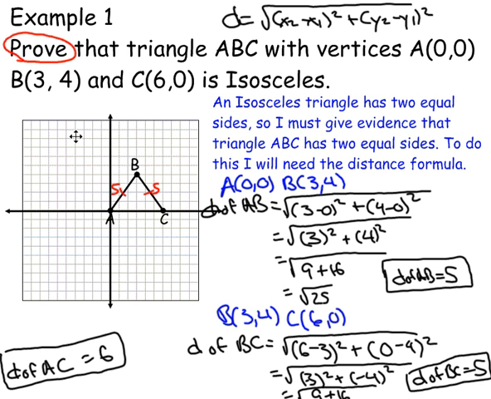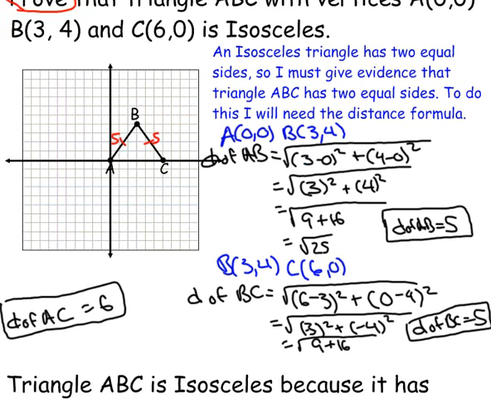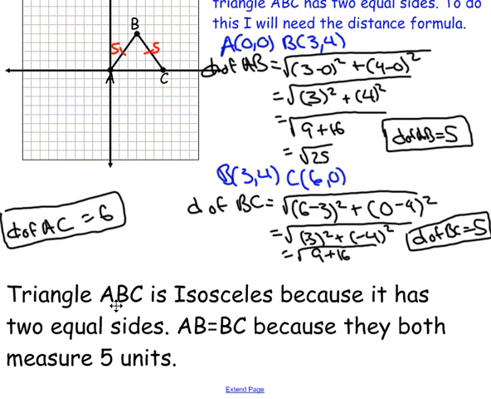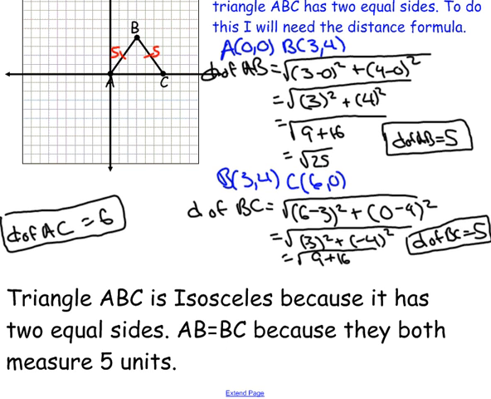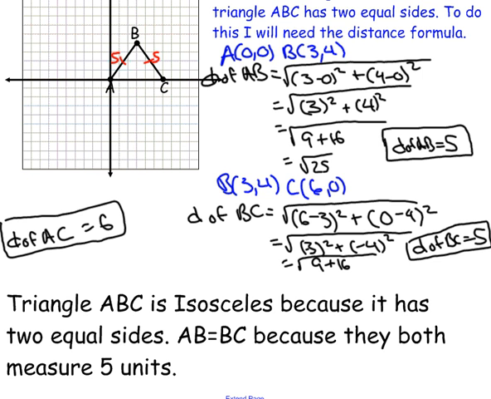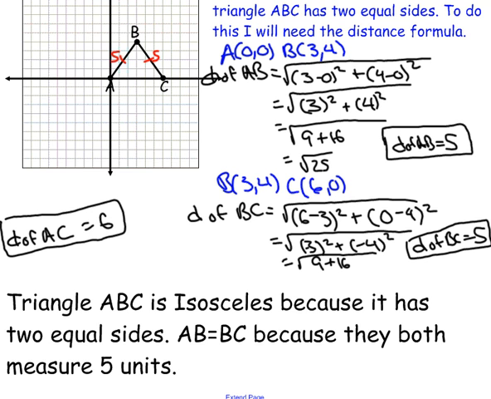So what can I deduce from that? I can deduce that triangle ABC is isosceles because it has two equal sides. AB is equal to BC because they both measure 5 units. And there I'm done with the proof. I proved that it's an isosceles triangle. I wrote a statement and I gave evidence. All this is my evidence that this is an isosceles triangle.